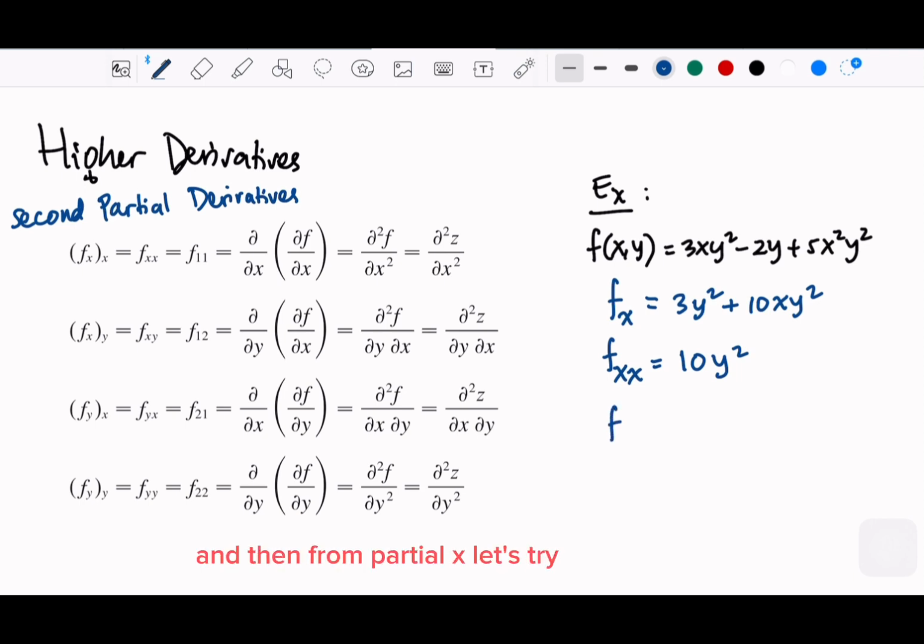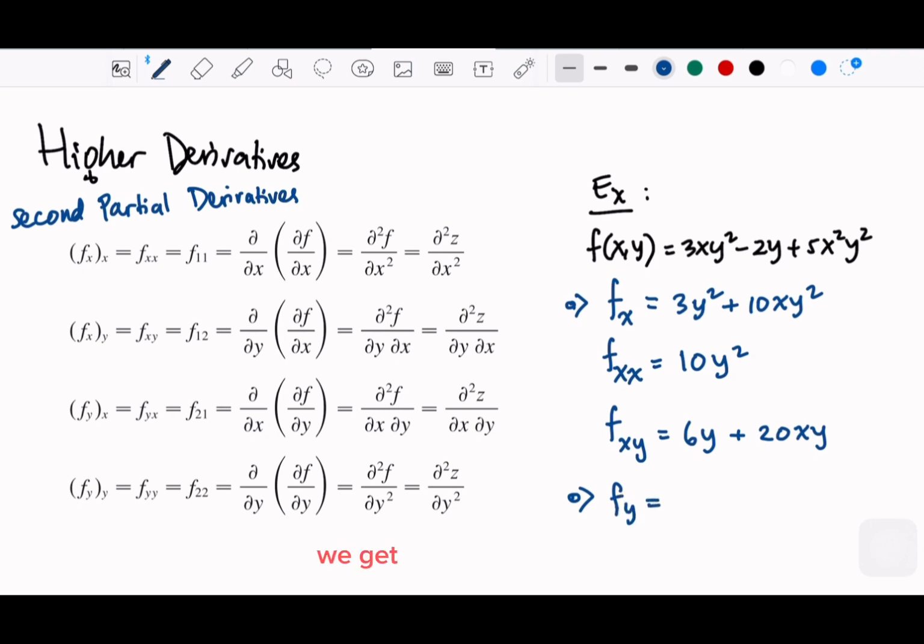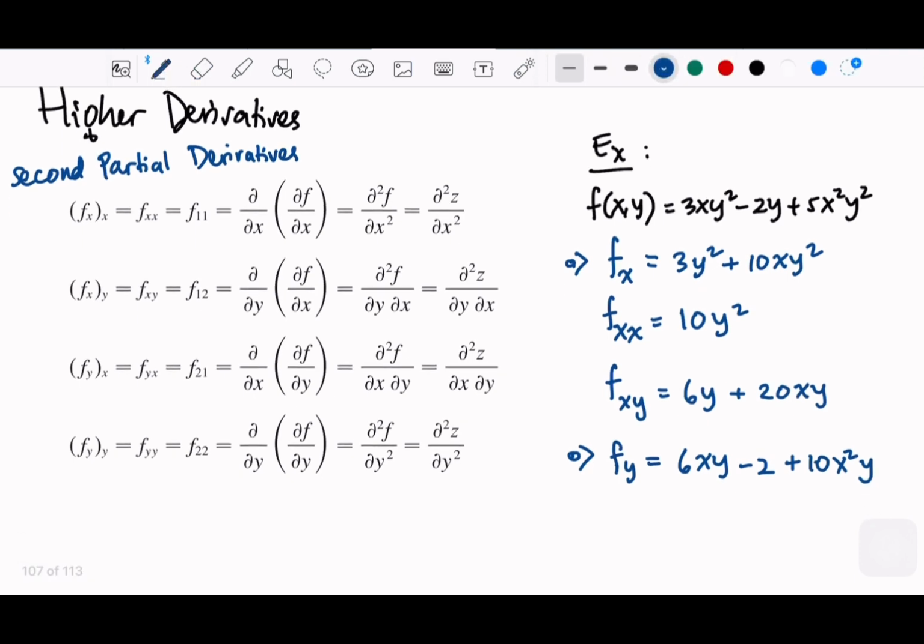And then from partial x, let's try another route. Let's try y. So this becomes 6y, and then y squared becomes 2y, so 20xy. Now let's start from partial y. So partial y from our function, we get 6xy minus 2, and then plus 10x squared y. And then partial yy is going to be 6x plus 10x squared.